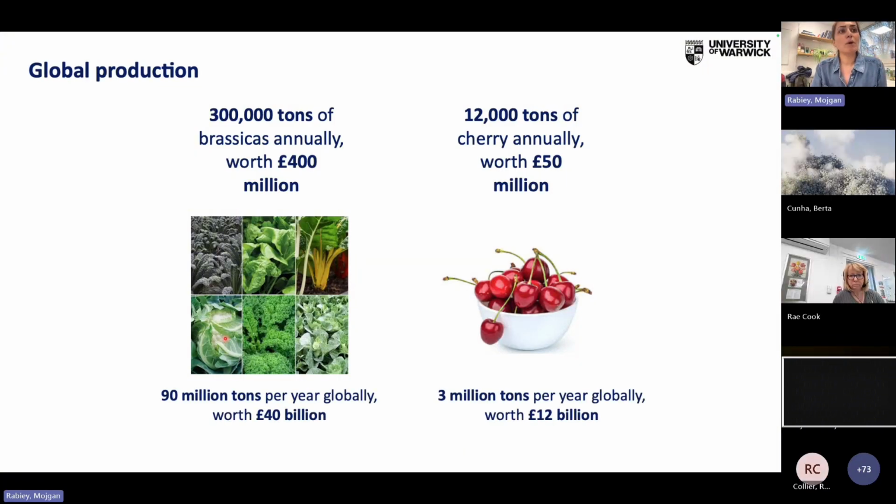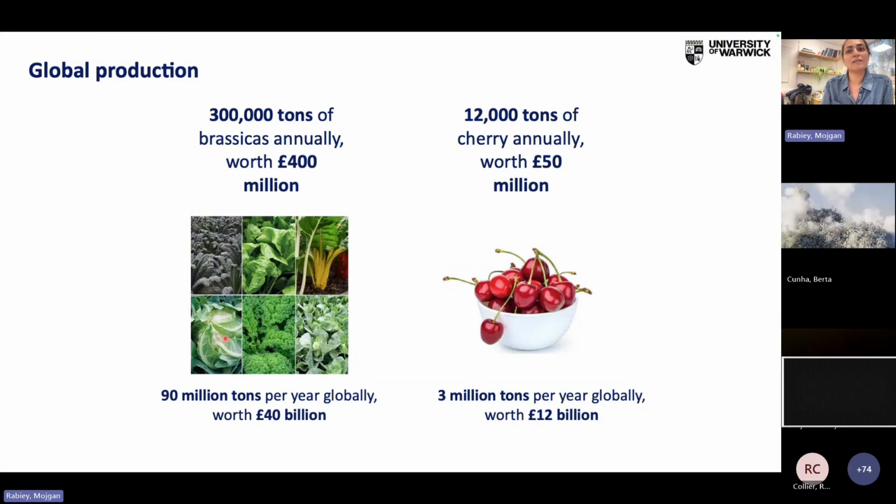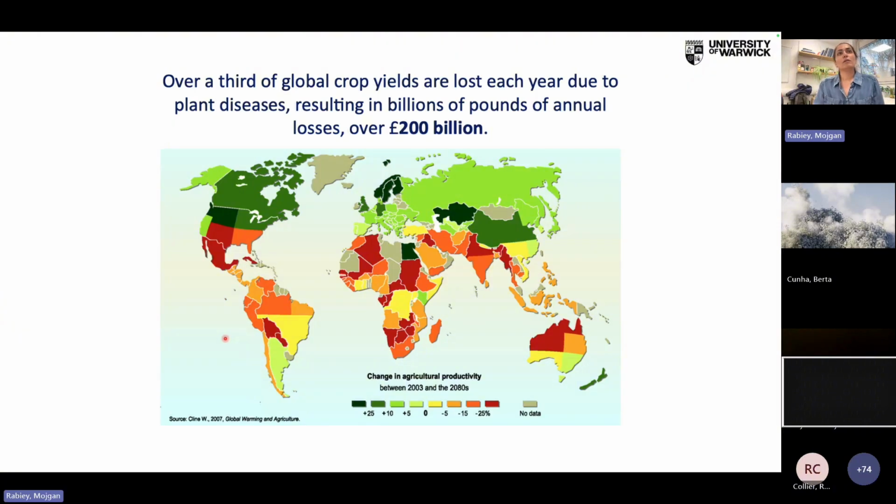Also, in terms of global production, it is very important. So you could see around £52 billion worth of vegetable brassicas and cherries are produced each year. But over a third of these global crop yields are lost each year because of pests and pathogens, and this results in billions of pounds of annual loss.